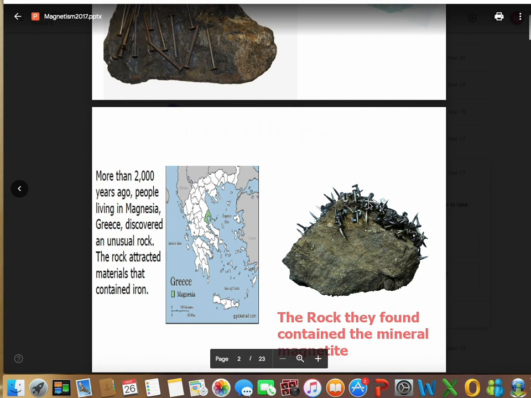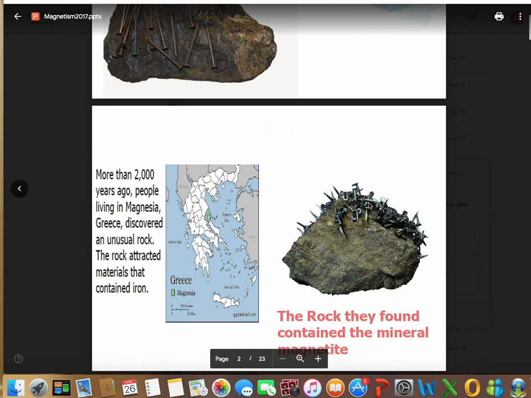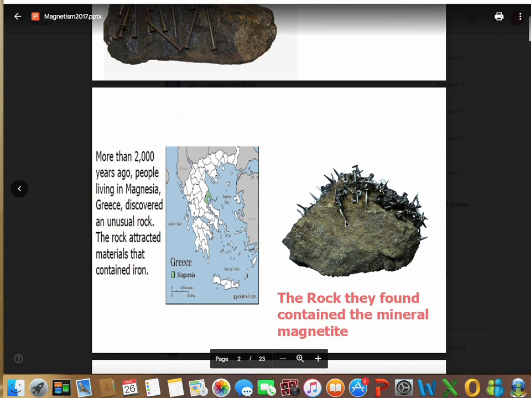More than 2,000 years ago, people living in Magnesia, Greece, discovered an unusual rock. This rock attracted materials that contain iron. You guys know now there are only 3 metals that are magnetic. Can you tell me what they are?